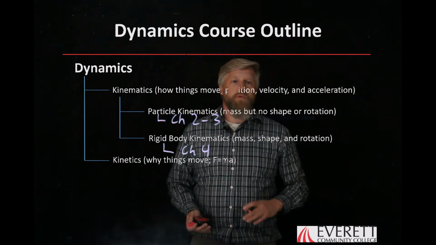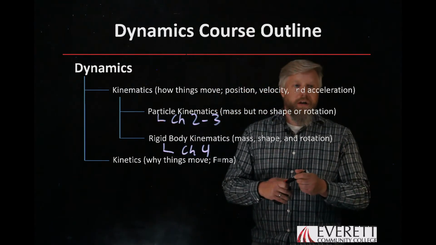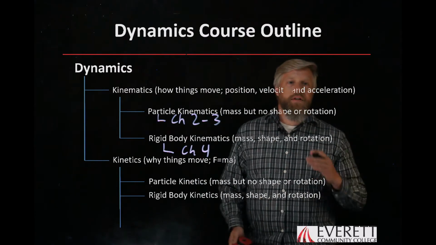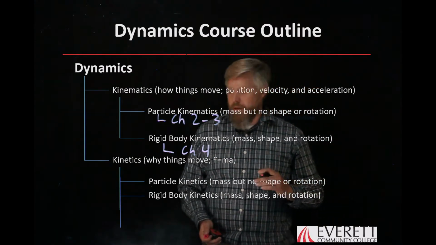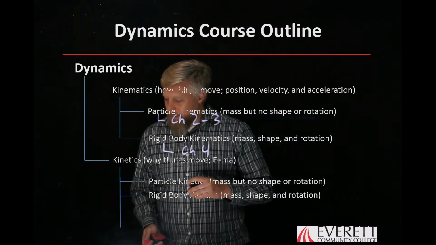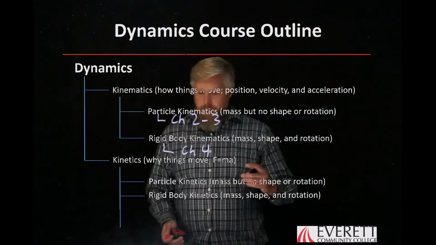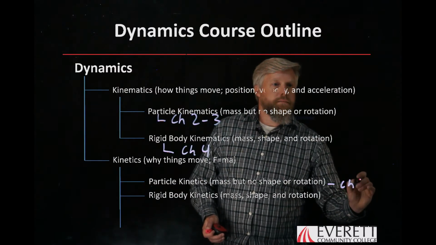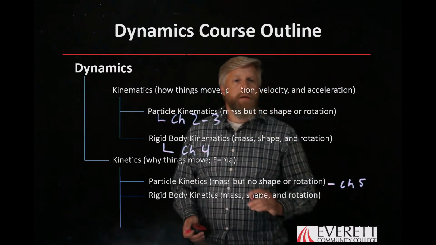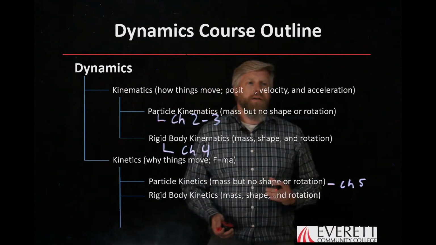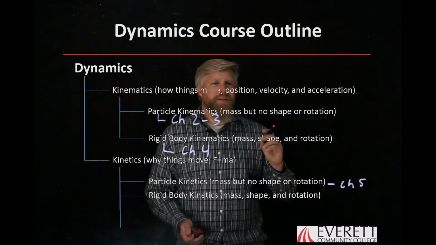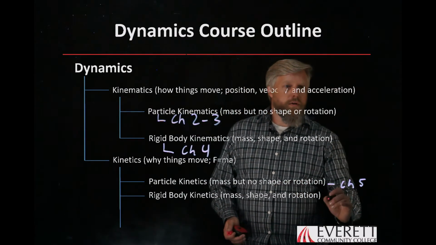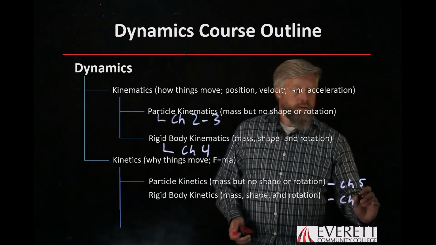Okay, from there we move on to kinetics. Now kinetics can be broken up into several different categories as well. First, we're going to do the same thing we did in kinematics. We're going to start with a particle assumption. In kinetics, our particle assumption is going to be chapter 5. Then we move on to rigid body. We take away the training wheels. We take away that assumption that everything has no shape or rotation, and we move to rigid body kinetics, which for us is going to be chapter 6.